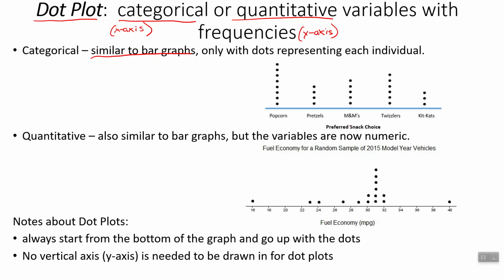So if we were asked what's your preferred snack choice, maybe at the movies, we have 1, 2, 3, 4, 5, 6, 7, 8 dots here. We just put dots, and each dot represents one individual. And we've got 4 dots here, 5 dots, and 6 dots, and 3 dots down here for pretzels. Notice we've still labeled our x-axis. These are categorical. And we left off our y-axis, so we don't have to draw a y-axis.